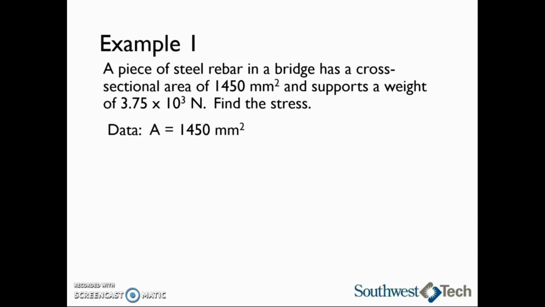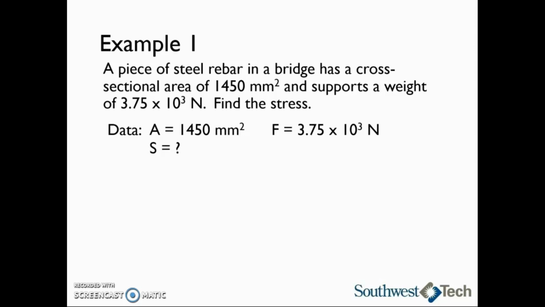We know the cross-sectional area is 1,450 millimeters squared. We will need to convert this in a minute. We also know the weight force the rebar supports is 3.75 times 10 to the third newtons. We are trying to find the stress S. Before we can find an equation, we need to make sure that our cross-sectional area is in square meters, not square millimeters.